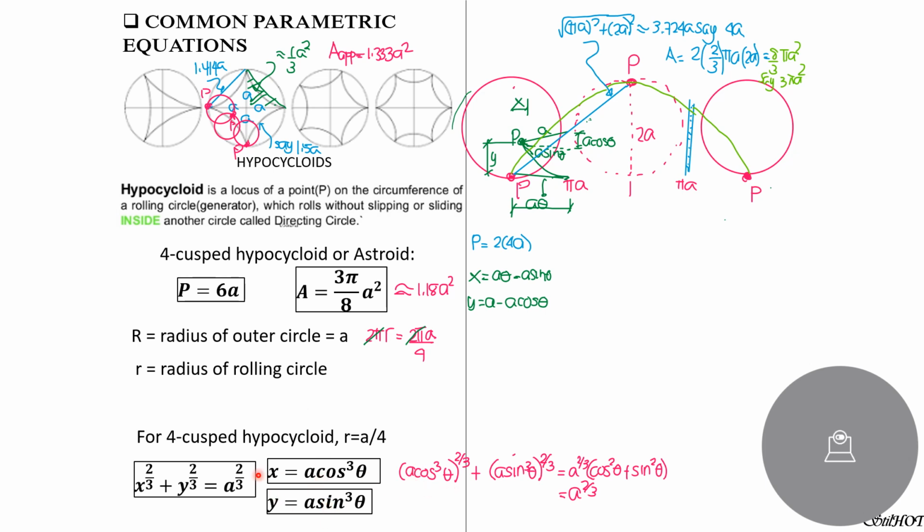So if you check into this equation, then factor out a to the 2/3, then we'll have cosine squared theta plus sine squared theta, which is 1. So that's why a cosine cube theta quantity to the 2/3 times a sine cube theta quantity to the 2/3 equals a to the 2/3, or x to the 2/3 plus y to the 2/3 equals a to the 2/3.